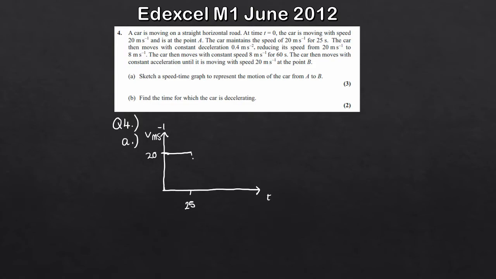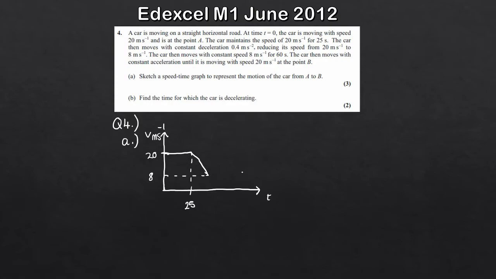Now I'm just going to jot this down just so we can see where we're working from. Okay. The car then moves with constant deceleration of 0.4 meters per second squared, and its speed goes from 20 meters per second to 8 meters per second. So now, from this point here, we're going to go down with deceleration to 8 meters per second. Okay, so let's just say that's there. So at this point here then, this is 8 meters per second.